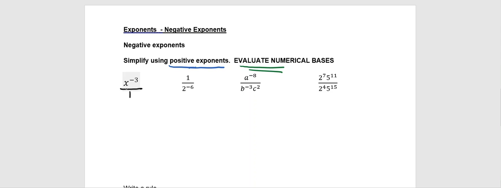The reason why I want us to view these expressions in fraction form is because when it comes to negative exponents, we're going to look at the location of where the term is that has a negative power. And we're simply going to move it from where it lives as a negative exponent to the other location within the fraction by converting it to a positive exponent.